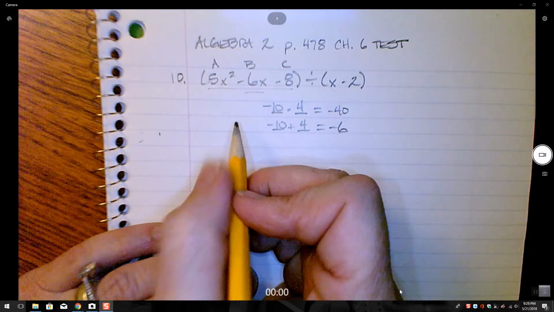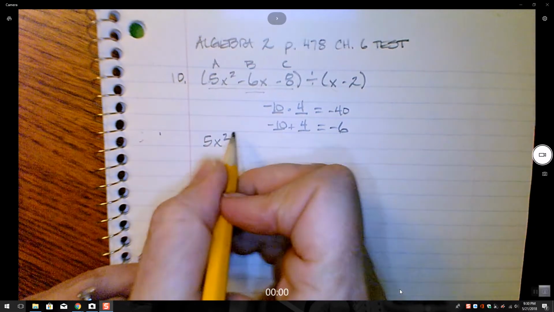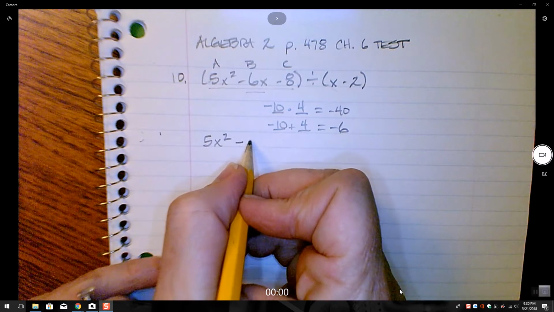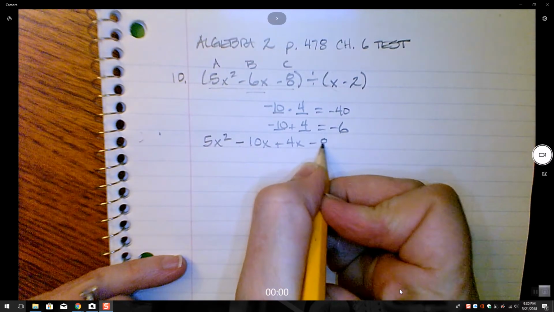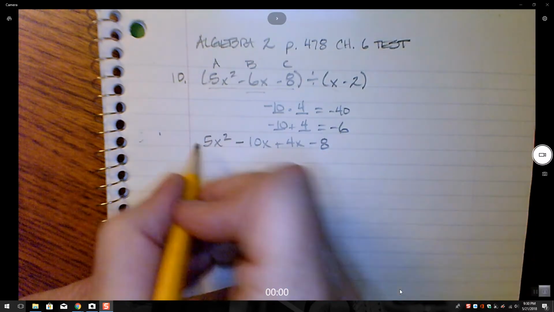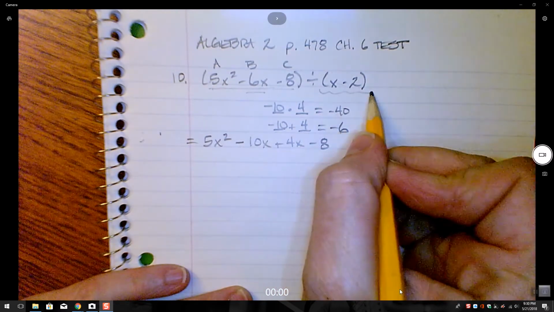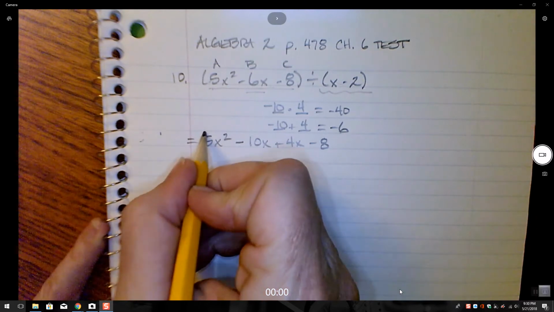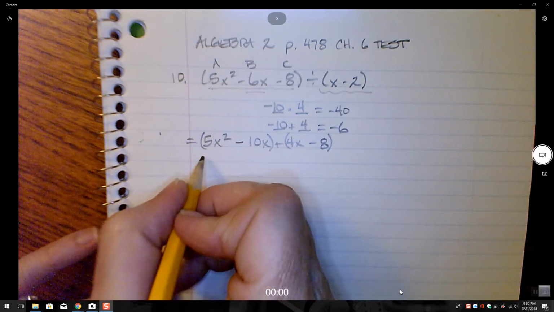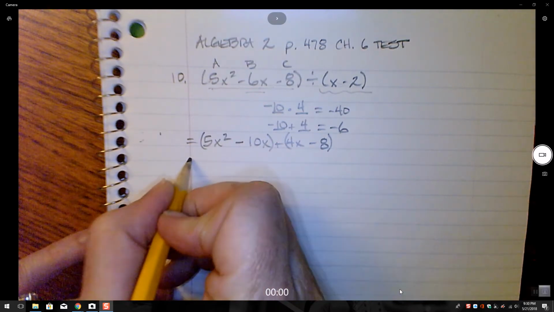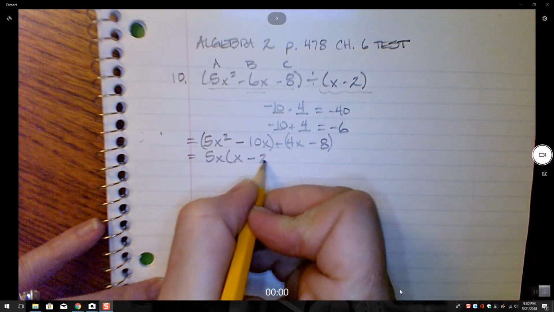So I've split my middle term, and I'm going to rewrite this keeping my end terms the same. So 5x squared minus 10x plus 4x minus 8. And I'm going to group that. So this equals this. Let's not forget about that, but I'm setting it aside at the moment. If I group this like that, I can take out a common factor here, which will be 5x, and I'm left with an x minus 2.